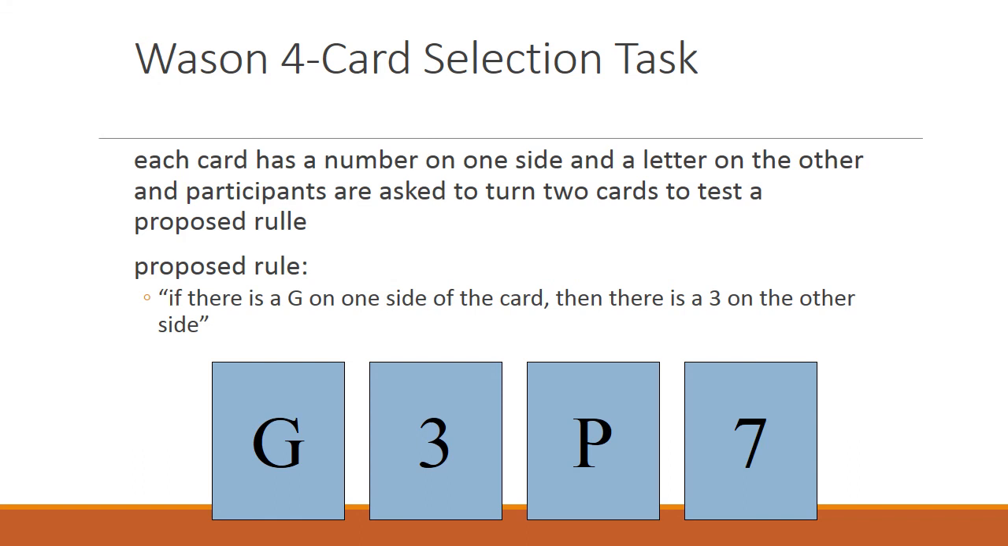And most people tend to flip over a varying amount of cards. People might say, okay, you have to flip the G and the 3, or the G and the P, or the 3 and the P. But actually you have to turn over the G to make sure there's no 3 behind it. Otherwise a 3 would violate the rule. And you also have to turn over the 7 to make sure there's no G behind it. It seems like it's hard for people to realize this, though. People tend to flip over a variety of different cards. It doesn't seem to be intuitive for people to perform this task.